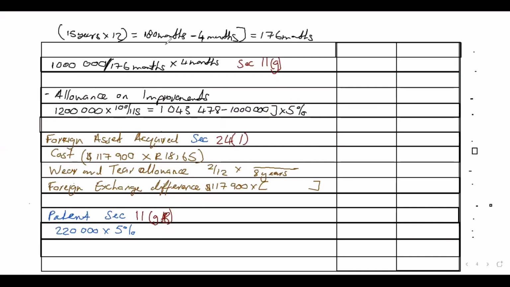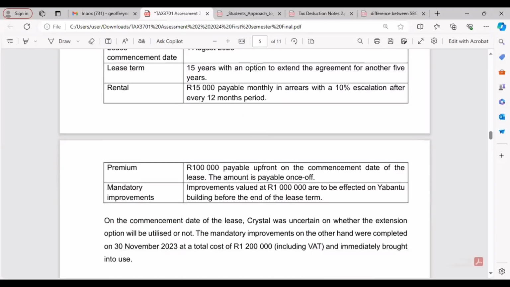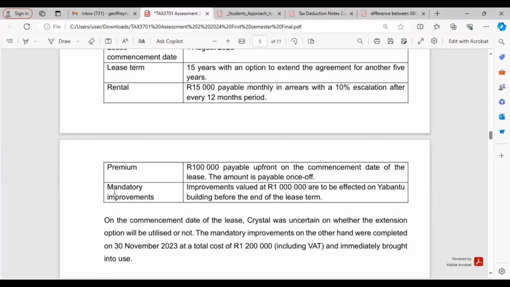Then let's go now to section 11G. Section 11G has its own information. It's coming from here: mandatory improvements. Improvements valued at 1 million are to be effected on the building before the end of the lease term. So this guy is saying it's mandatory that if you are going to take this, you make an improvement. According to the contract, it is estimated that 1 million will be spent. But there's a difference between the contract and the actual.